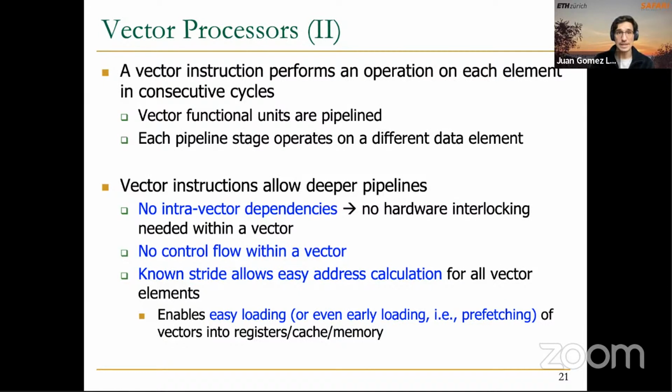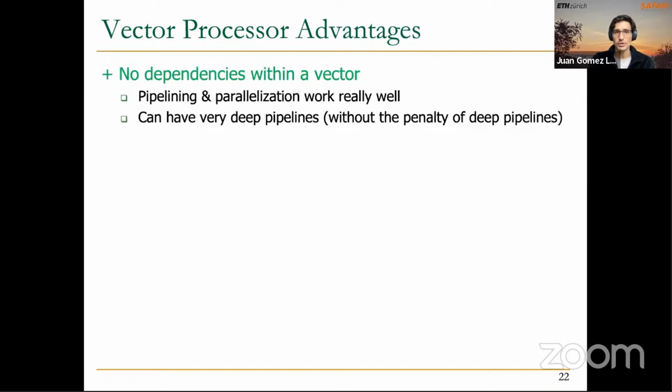The fact that we know the stride in advance, because we have this stride register that we just presented before, makes it very easy to calculate the address, right? We just need a base address and then to know the stride. And now we automatically know all the addresses for all the elements that need to be accessed from memory. So there are certain advantages from vector processing. The first one is that there are no dependencies within a vector.